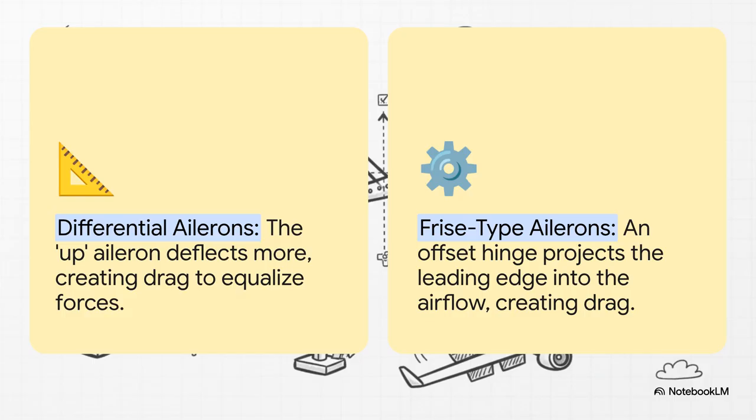So engineers had to get creative to fix this. They came up with some brilliant solutions. One is called differential ailerons. The idea is simple. Just make the up aileron travel a little bit farther than the down one. This creates some extra drag on that side to balance things out. Another genius idea is the Frise-type aileron. This one uses a specially designed offset hinge. So when the aileron goes up, its front edge actually dips down into the airflow, creating its own drag. Two totally different, super clever mechanical solutions to the exact same problem.